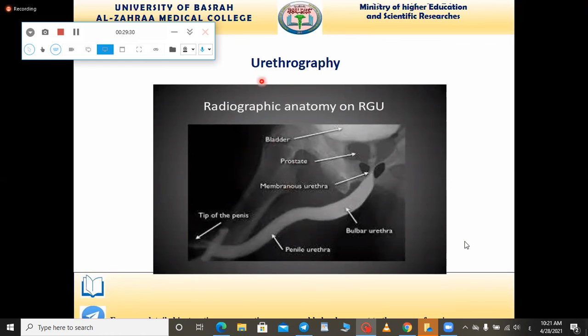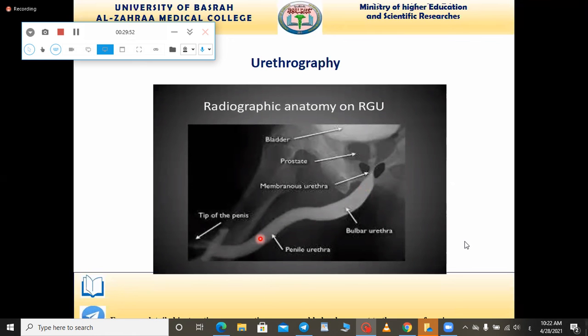Okay? The last retrograde study is retrograde urethrography. Here the catheter is at the tip of the penis, and the dye, the same contrast material, is pushed through the urethra. Here is a normal caliber, a wide, homogeneous urethra, so it is a normal urethra.